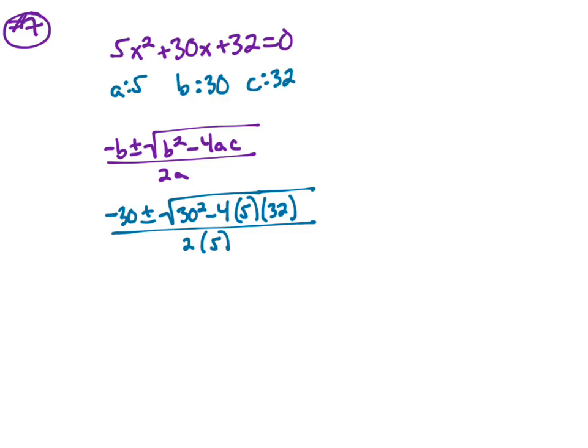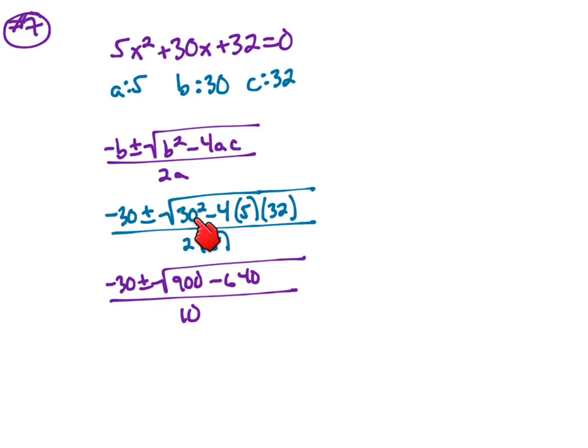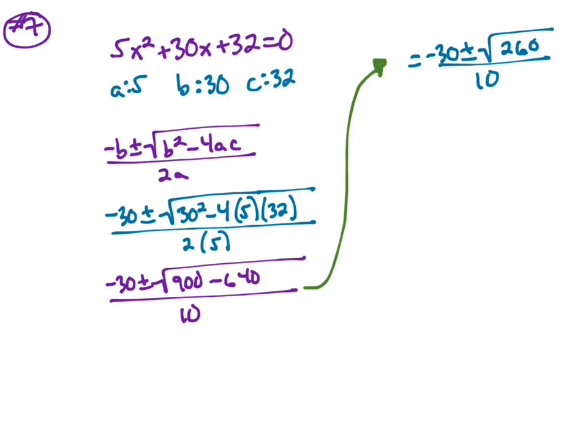And now I'm going to start simplifying. I can't do anything with negative 30, but I can figure out 30 squared. So I've got negative 30 plus or minus radical 900 minus 640, and then I figured that out over 10. Okay, so all I did was simplify 30 squared, 4 times 5 times 32, and 2 times 5. All right, I'm going to move up here, and I can simplify a little bit more. 900 minus 640, what's that? Well, that's going to give me negative 30 plus or minus radical 260 over 10.